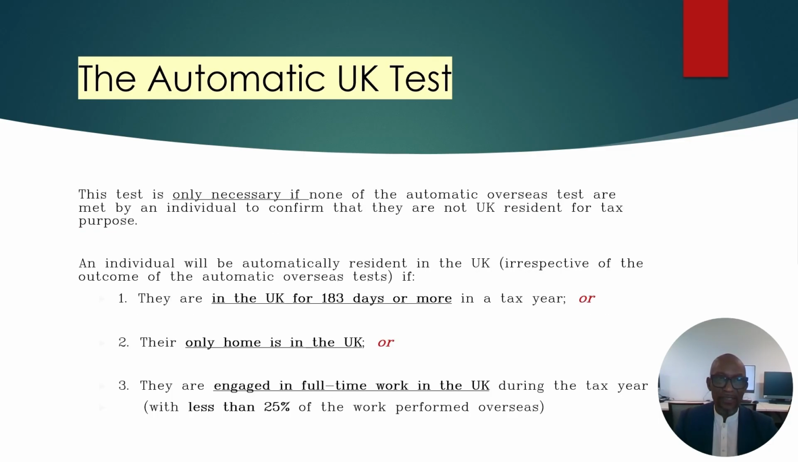The automatic UK test. If any of these 3 are satisfied: number 1, you are in the UK for 183 days or more; or you have a home, and it doesn't matter whether you own the property, but it's available for you to stay in in the UK for the tax year; or you engage in full-time work in the UK during the tax year with less than 25% of the work performed overseas, you are an automatic UK resident for tax purposes.